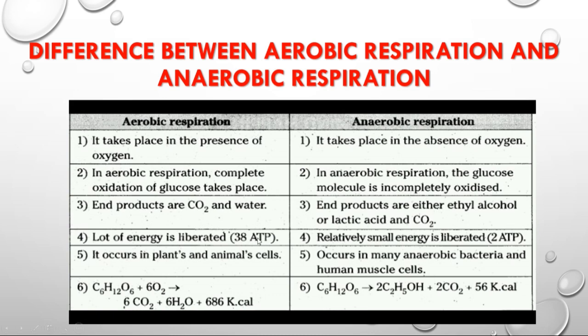So a lot of energy is liberated in aerobic respiration, 38 ATP, while relatively small energy is liberated in anaerobic respiration, 2 ATP. It occurs in plants, animal cells, many anaerobic bacteria and human muscle cells as well. Now the equation is C6H12O6 plus 6O2 giving 6CO2 plus 6H2O plus 686 kcal, and then C6H12O6 gives 2C2H5OH plus 2CO2 plus 56 kcal.